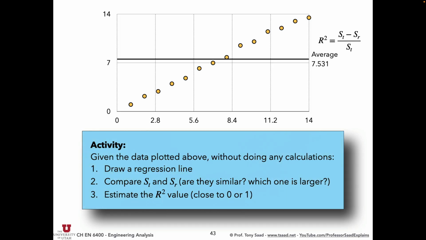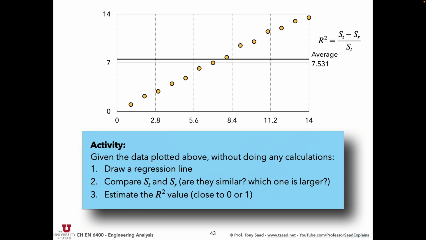What about these data? That's the average, 7.531, and we're going to put a regression line. What do you think the R squared is going to be? Closer to 1. Why? Because we've improved significantly over the average. Next time you think of R squared, ask: is my curve a better representation of the data than just using the average? If it is, you're going to have a good fit. If not, you're going to have a bad fit.